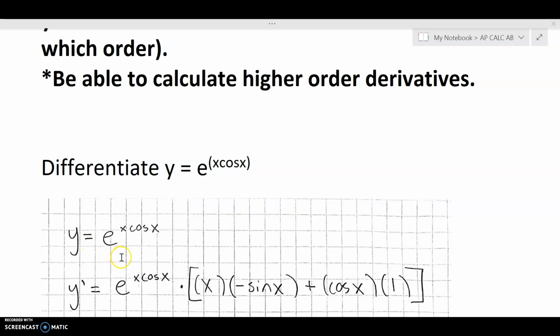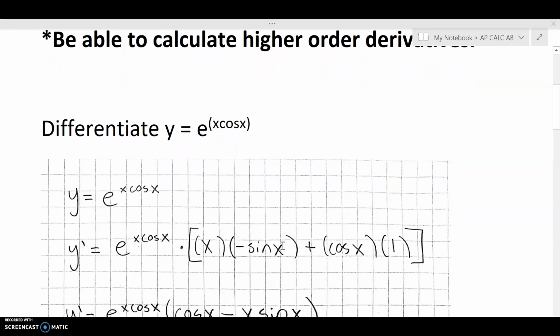Okay, so if we apply chain rule first, we'll find the derivative of the outer function, which is the entire thing, which is easy. It's just itself, because e raised to the power of anything is just going to be e raised to that power. So then we multiply that by the derivative of the inner function. The inner function is going to be this one right here. And as you can see, you actually need product rule in order to differentiate that. So we use product rule, and this is what we get. We get e raised to the power of x cosine x times x times negative sine x plus cosine x times 1. You can get rid of that 1.